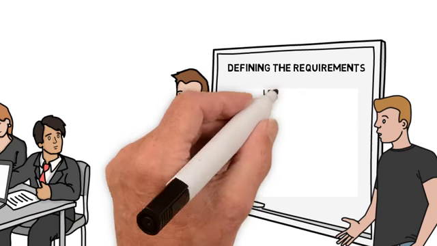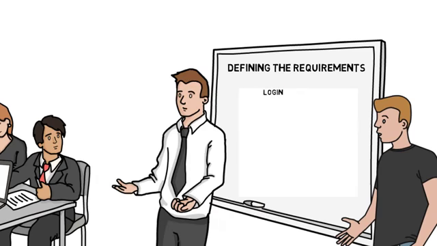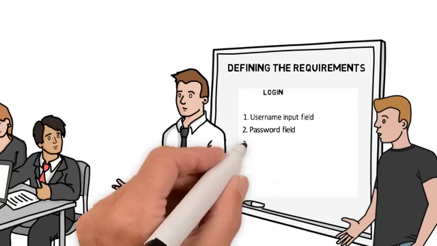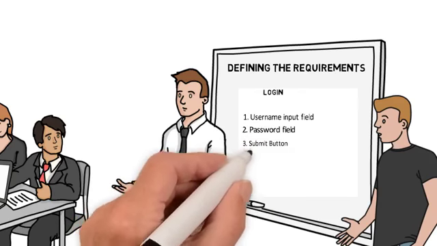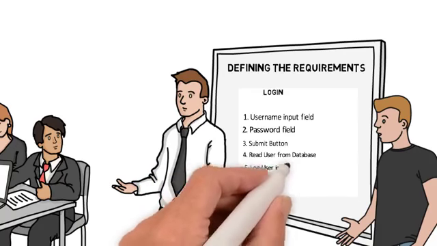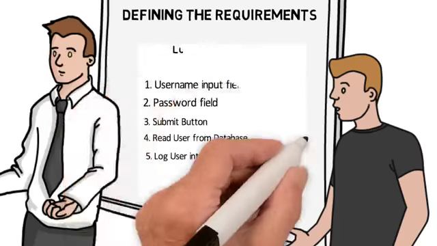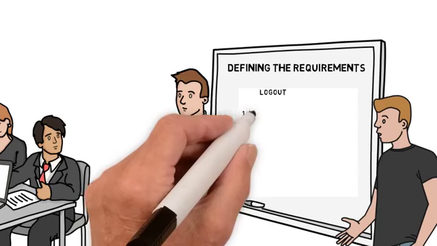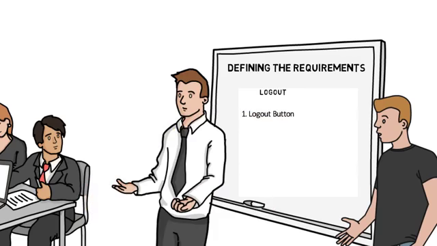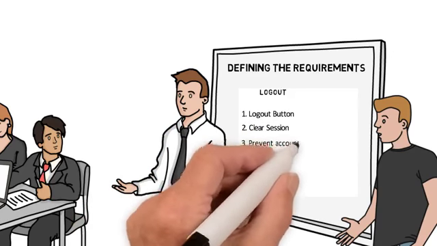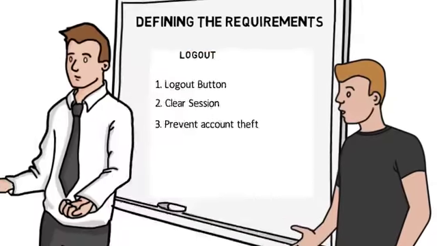Then we'll move to requirement number 2, the login. We'll need a login page to allow returning users to log back into our system. For this, we need another username input field, a password field, along with another submit button. From this, we'll need to read the user's information out of the database and log them into our system. Requirement number 3 will require a logout button, usually located around the same area where the user was logging in from. When they press the logout button, it should clear their session out of the browser to prevent other people from returning and logging back into their account.